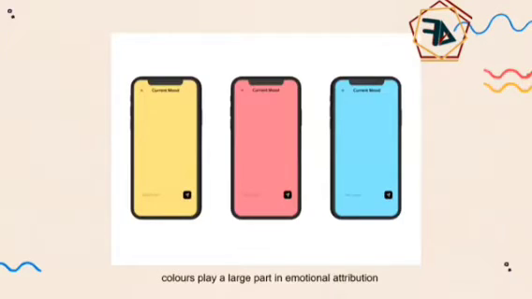So these are three screens with colors. Colors play a large part in emotional attribution. From these colors, you can actually tell the mood that the screen is trying to display. Now, I want to ask a question.